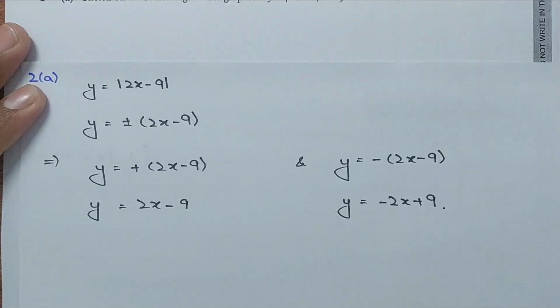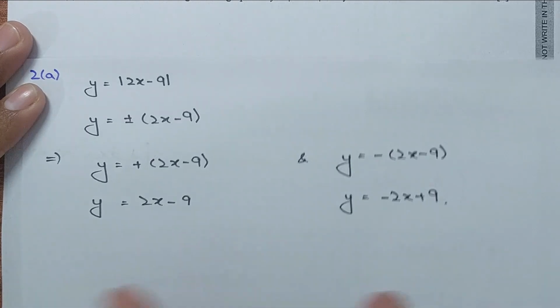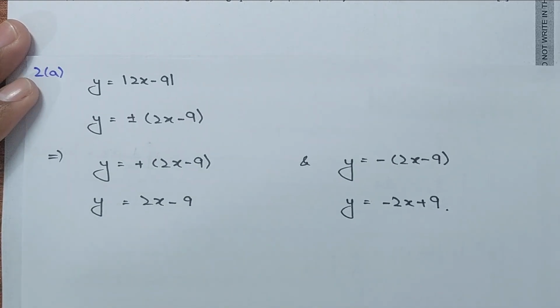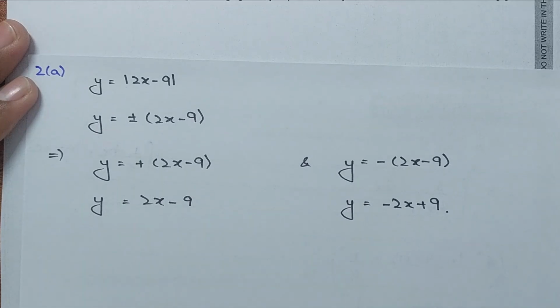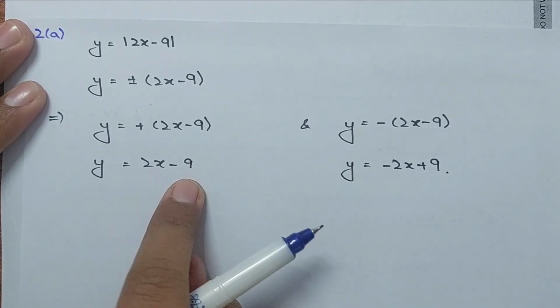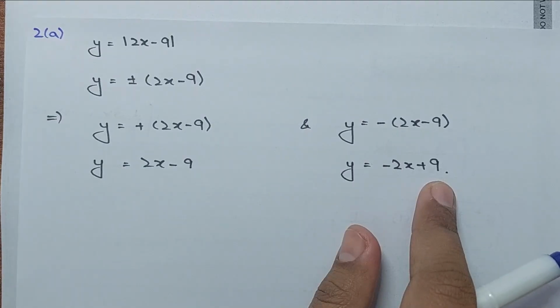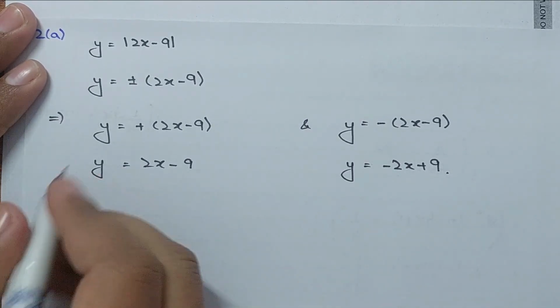Okay. Let me sketch these two. You can use the slope-intercept method to graph these two linear functions, or you can use the method of x and y-intercepts. Both methods are correct, right? So I will sketch this with the first method and this with the second method to show you guys how to sketch a linear function with two methods, right?